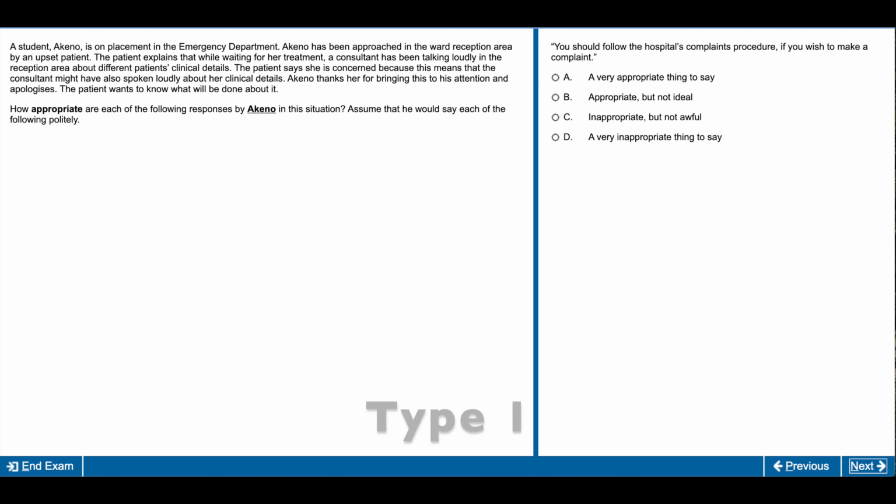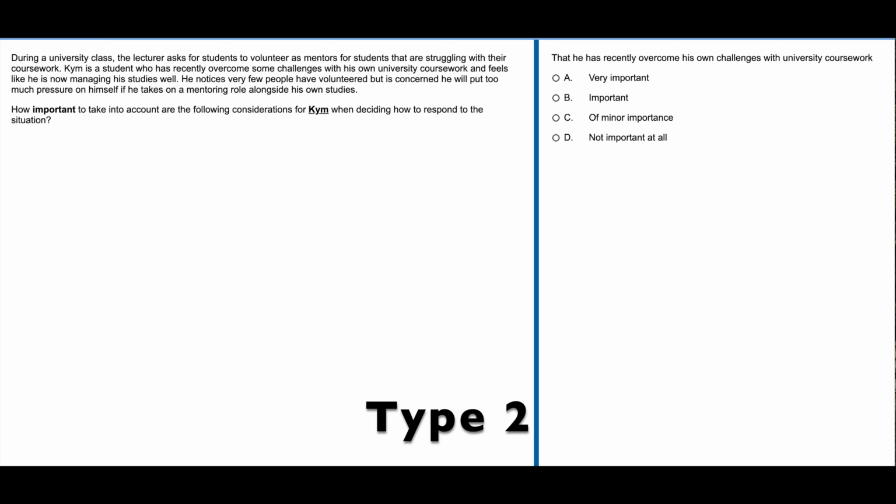There are 2 types of questions. In type 1 questions, you need to rank actions according to the level of appropriateness, with A being the most appropriate and D being the least appropriate. In type 2 questions, you need to rank the importance of a course of action in a given scenario.